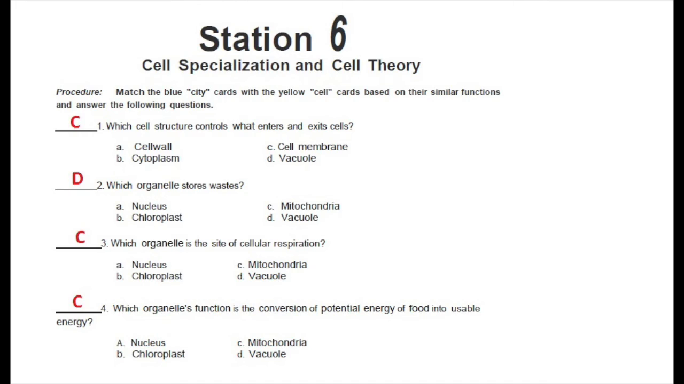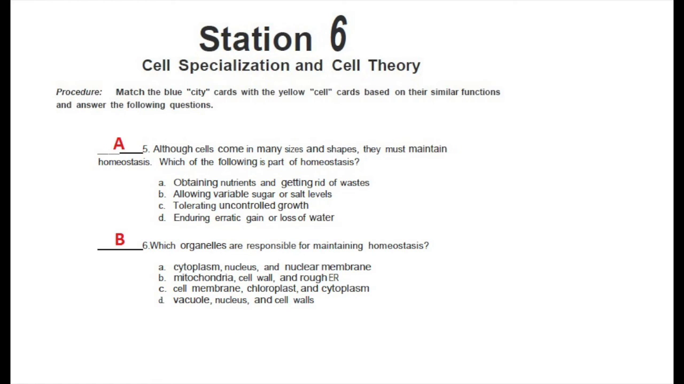All right, as you go through the cell city when you're matching up the cards, the cell structure that controls what enters and exits the cell, that's the cell membrane. The organelle that stores waste is the vacuole. The organelle that controls cellular respiration is mitochondria, and mitochondria is also where energy is made. Going back to number 1, it is not cell wall because cell wall is only found in plants, and that's what gives plants rigid structure. It's not what controls what comes in and out.